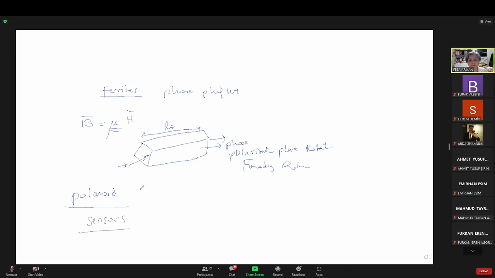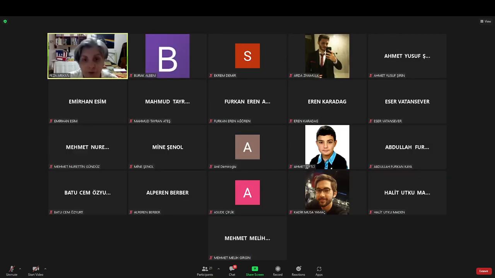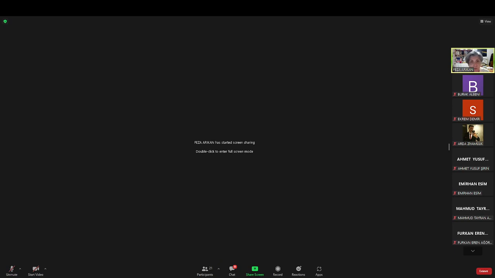Okay, so for Polaroids, for ferrites, for ionospheric HF propagation, for HF communication, this phenomenon, polarization shift, the meaning of it is very important for us. It has lots of important applications.